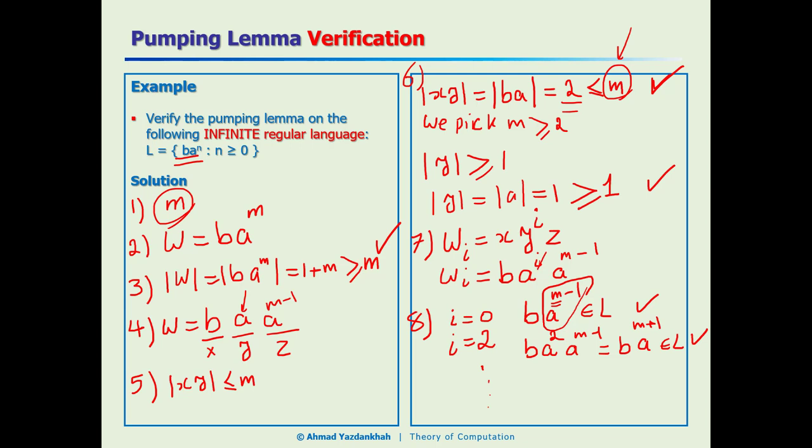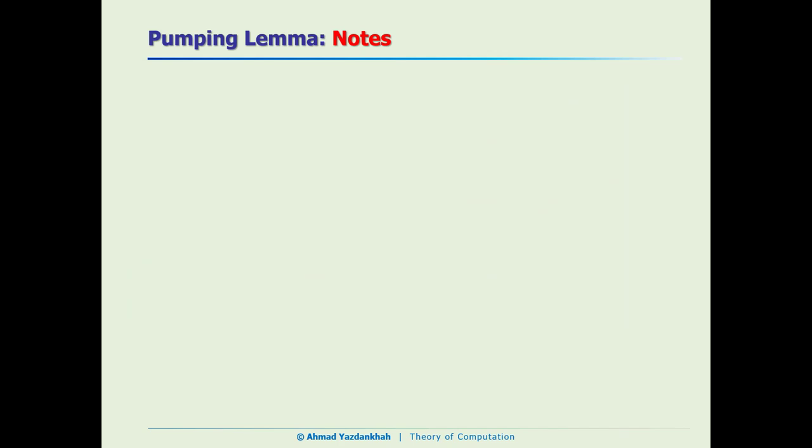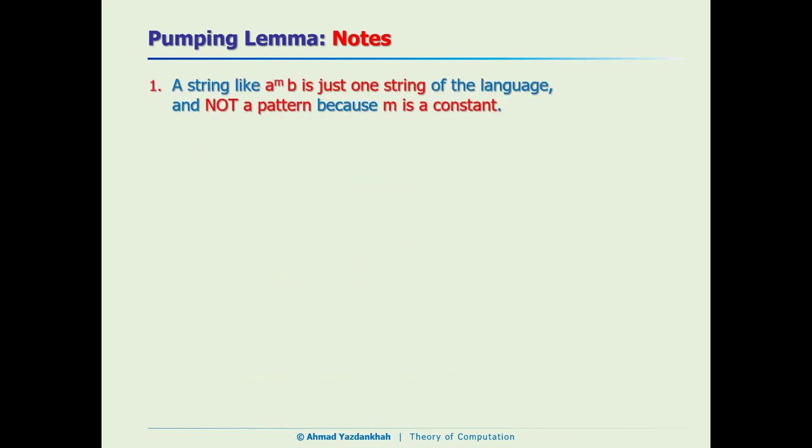Okay, so these two examples give you some idea of how the pumping lemma can be verified. Now, let me give you some notes here. A string like this, a to the m, b, is just one string. Again, it is not a pattern because m is a constant. So just remember this, because this is a source of confusion for some students.